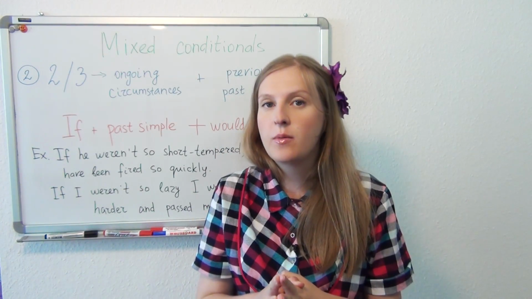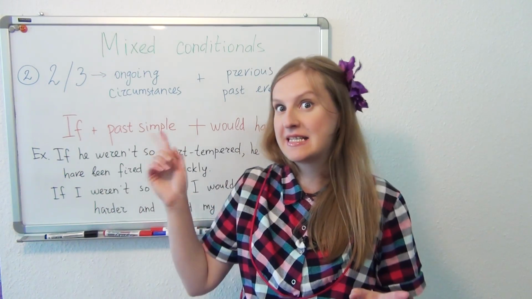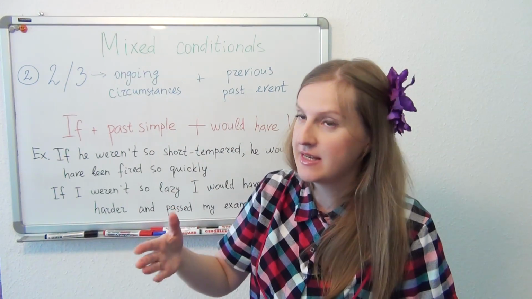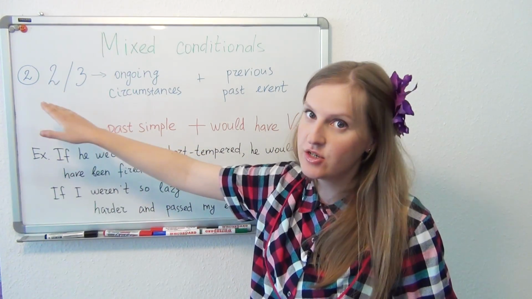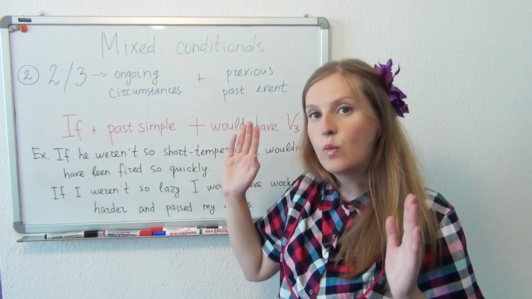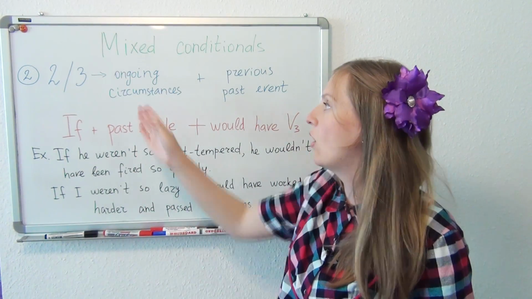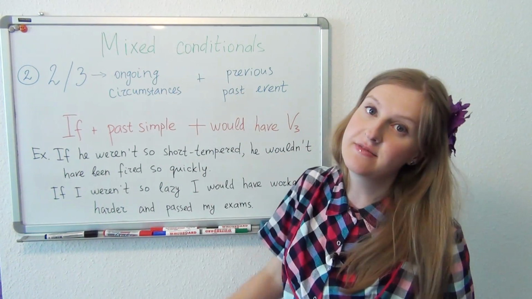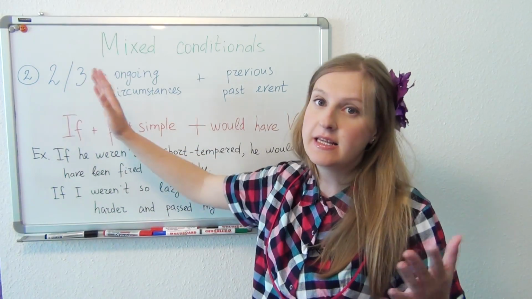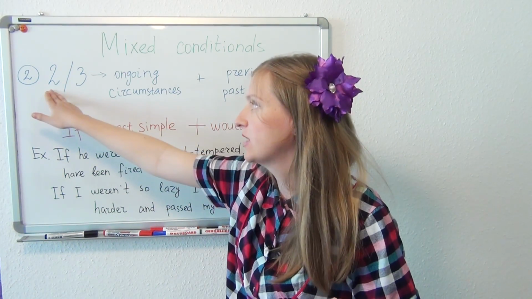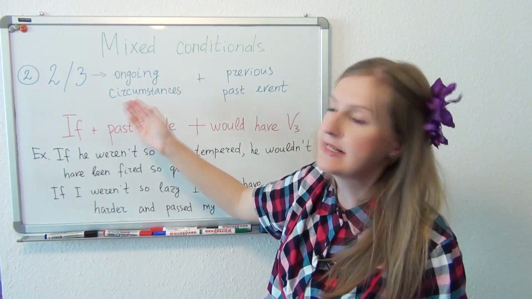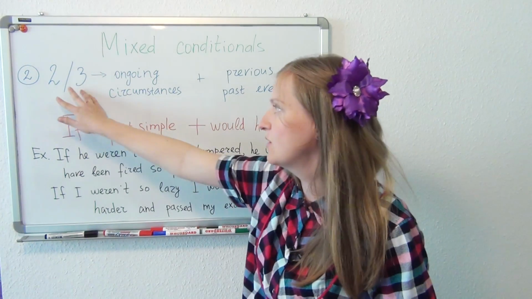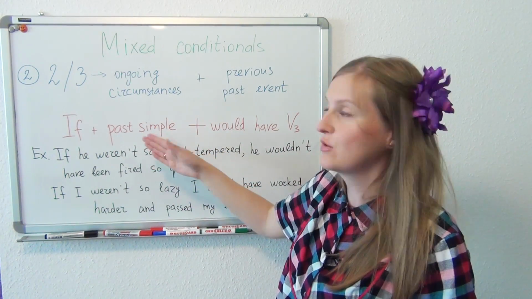And now we're going to talk about one more type of mixed conditional sentences. Here we have the opposite combination, 2 and 3, mixed conditional 2 and 3. With this combination, we are describing ongoing circumstances in relation to a previous past event. Once again, it is all very logical. Type 2 is connected with present. Type 3 is all about the past. And that's why the structure is also quite understandable.